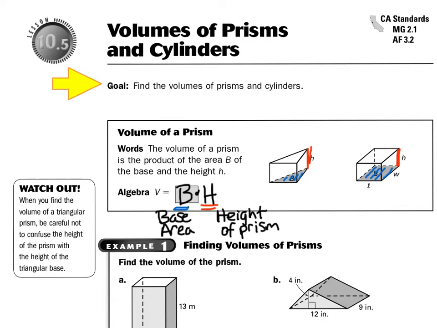Okay, so let's talk about volume. Volume is right here. We're just going to get the area of the base times the height, how far the bases are apart. So take a look here. If I were doing the volume of the triangular prism, I would first get the area of the triangle, and then I would just multiply by the height. Or if I were getting the volume of this rectangular prism, I would get the area of the rectangle and then just multiply by the height.